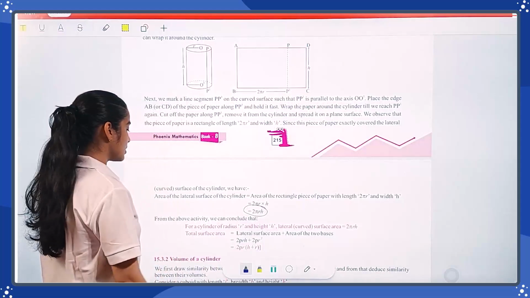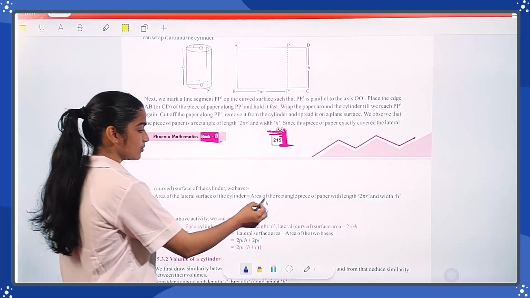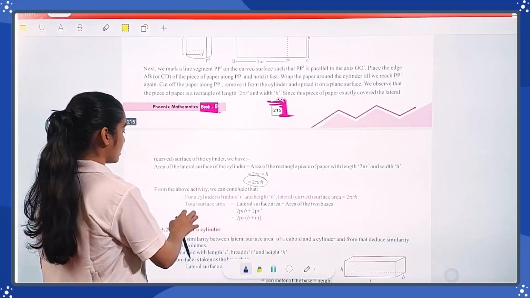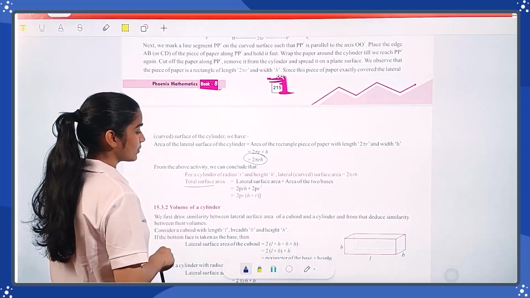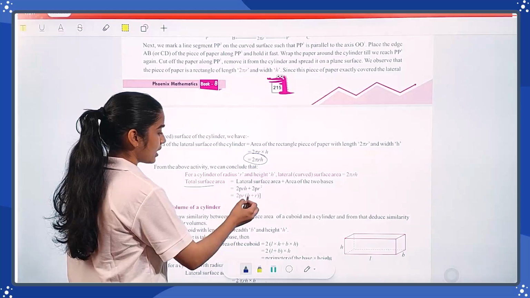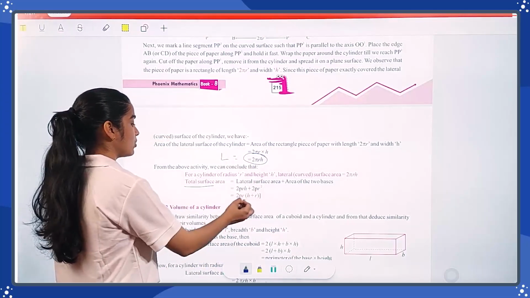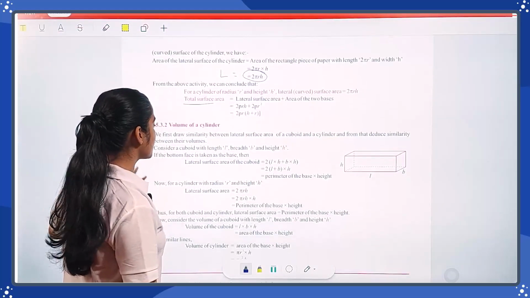This is the lateral surface area of the cylinder, the area of the rectangular piece of paper with sides 2 pi r and h. Now from the above activity we can conclude that the lateral surface area is 2 pi r h, and the total surface area of the cylinder is 2 pi r (r plus h). Now, the volume of a cylinder.